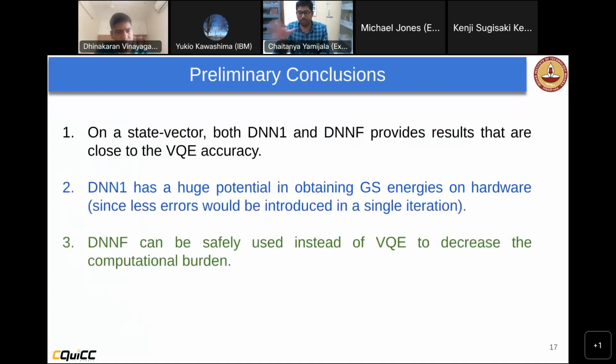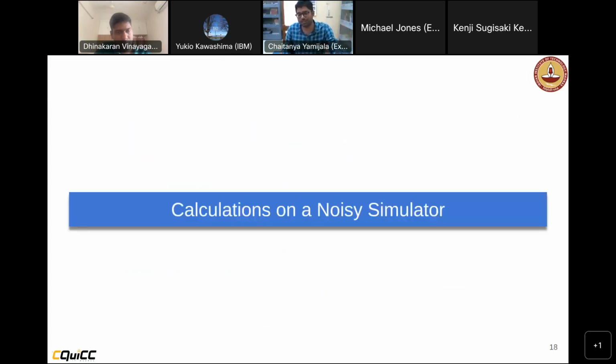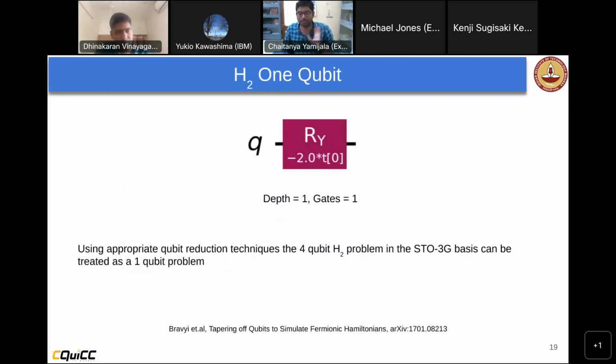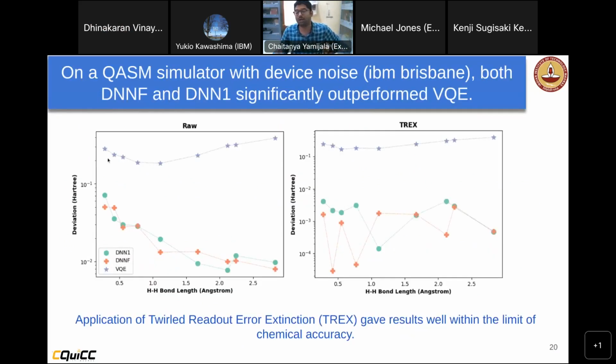So with these preliminary results and with the success of this, we thought we would go ahead and compute these kinds of calculations on the hardware. First we started with a noisy simulator for only a 1-qubit hydrogen molecule. So we did the normal qubit tapering techniques like Z2 symmetries and parity mapping, etc., in order to obtain 1 qubit. Once we did that, we started to see the deviation already.